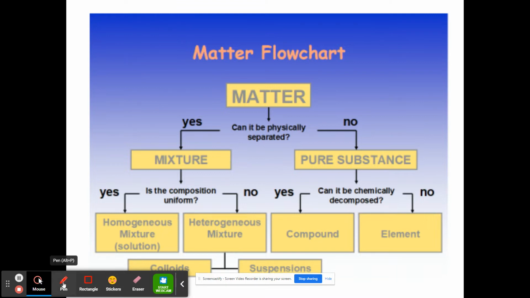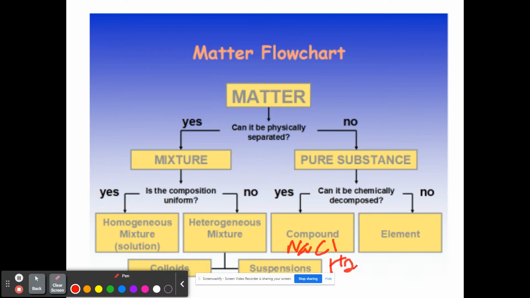So some examples of compounds, meaning I can break it down a little smaller, would be NaCl, and it says it has a fixed ratio. The ratio for sodium to chlorine would be 1:1. If I looked at H2O, I have a 2:1 hydrogen to oxygen ratio.